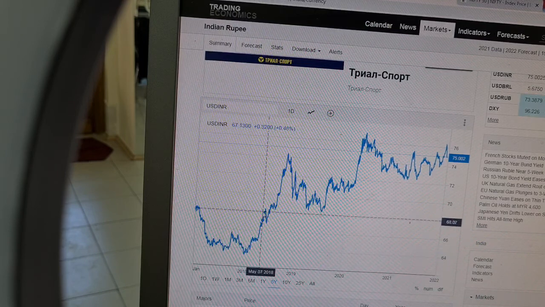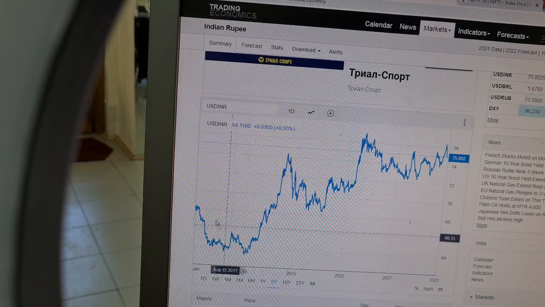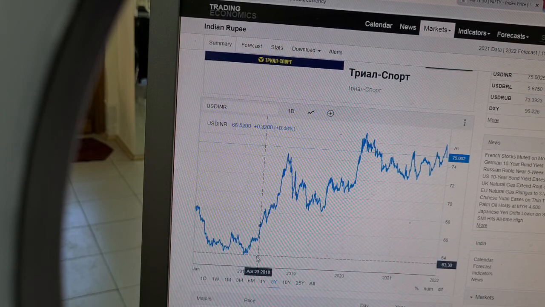So almost like 12% of depreciation. Now if you look at the same way here, I think this is forming like a U. You see, this is forming a U. This is the double top, and this is where the double bottom had happened.